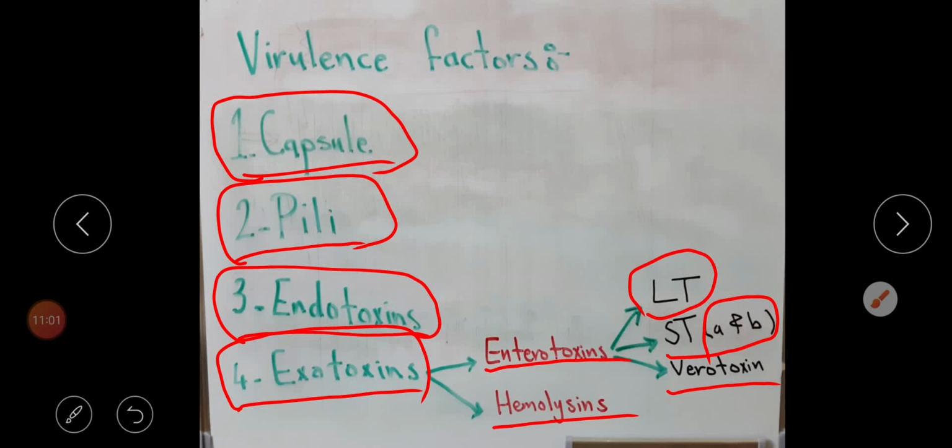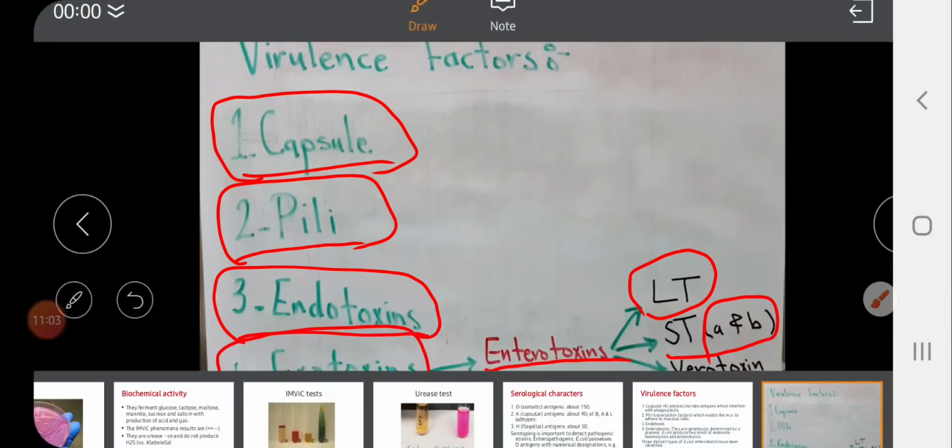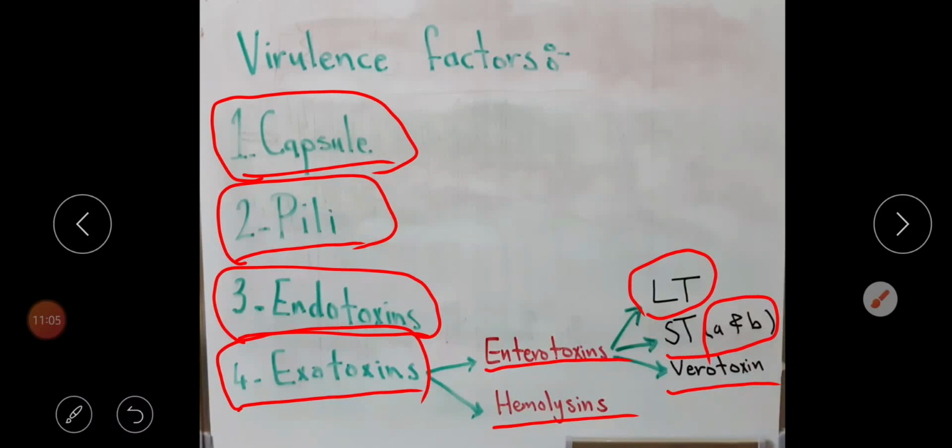The capsule helps the microorganism to resist phagocytosis. Pili help the microorganism to attach to the mucosal surface. Endotoxin and exotoxin, including enterotoxins and hemolysins. These enterotoxins are determined by plasmid code.